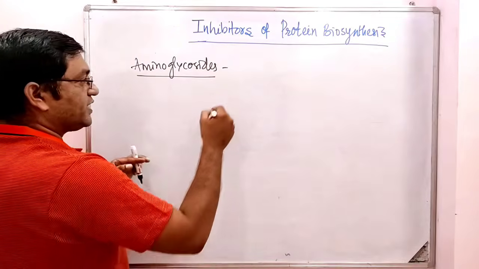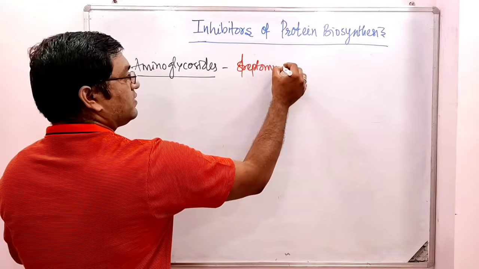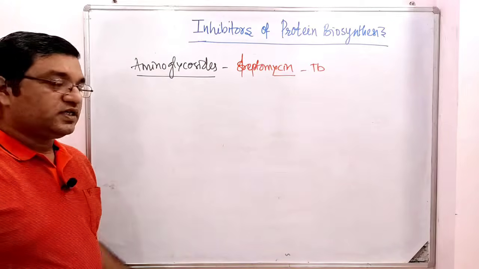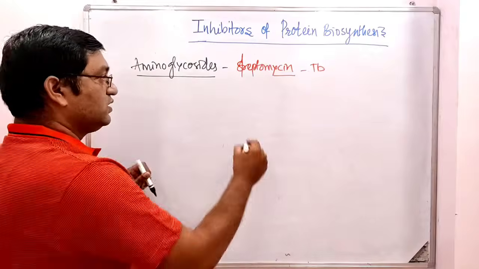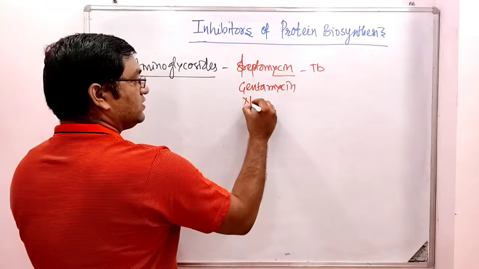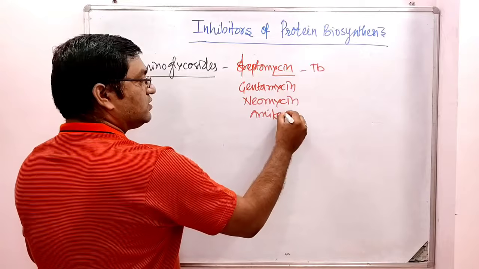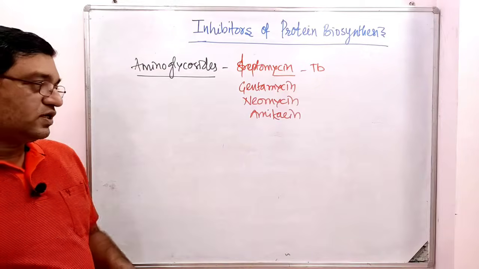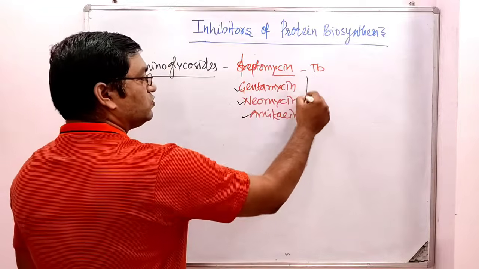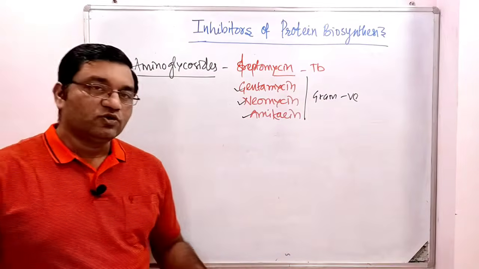It includes mainly streptomycin, which is an important drug in the treatment of tuberculosis, then gentamicin, neomycin, amikacin. These are the aminoglycosides. Okay, so neomycin is used for local infection. Gentamicin and amikacin are used for infections caused by gram-negative bacteria.